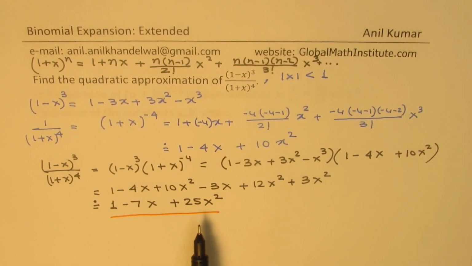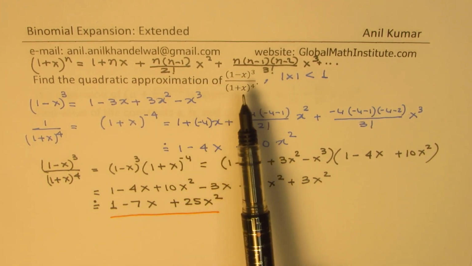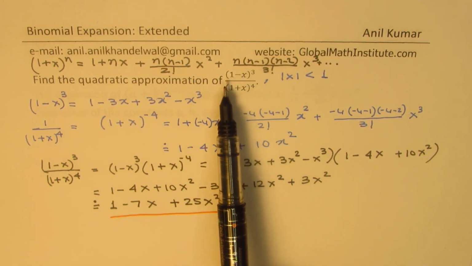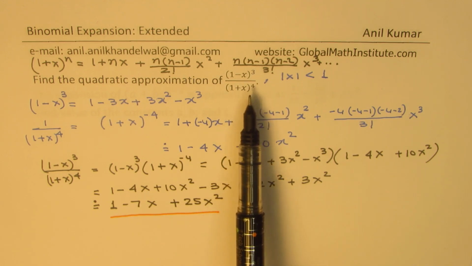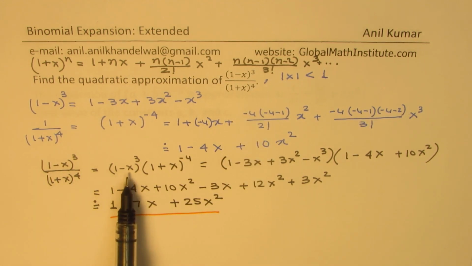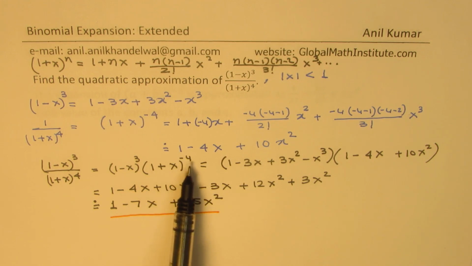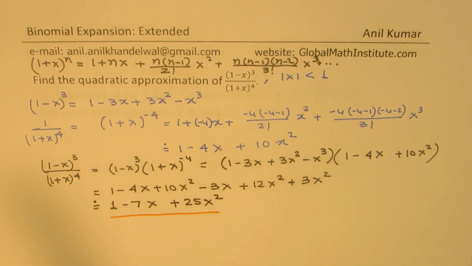So I hope the steps are absolutely clear. We wrote this rational function, 1 minus x cubed over 1 plus x to the power of 4, as a product of 1 minus x cubed and 1 plus x to the power of minus 4. Expanded the two and looked into the terms which had the maximum power of x, right? So we got these three terms, and that trinomial is the quadratic approximation of the given rational function. So I hope that makes sense. Let's move on and take the next question now.